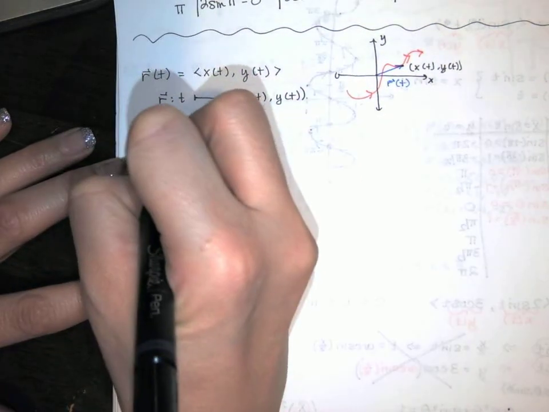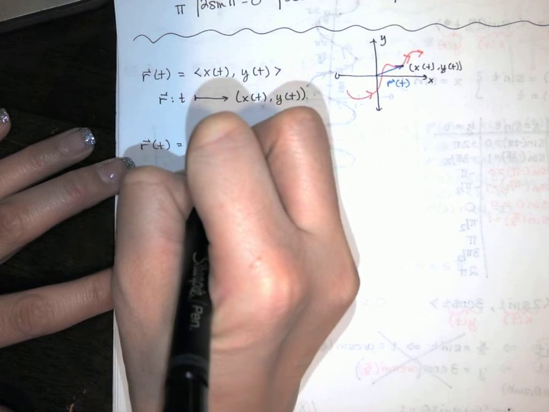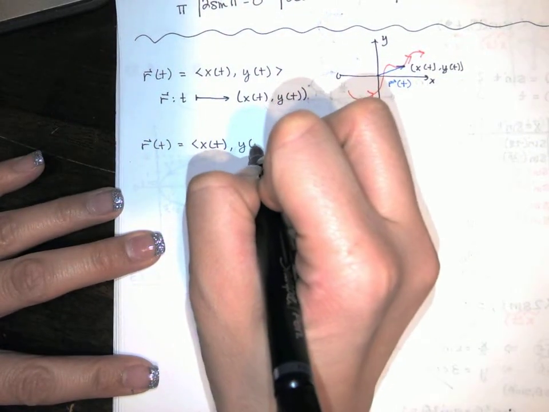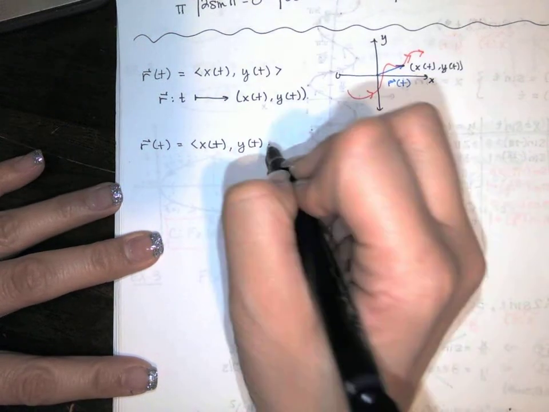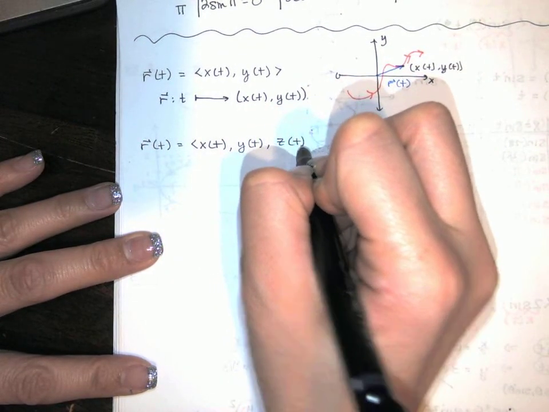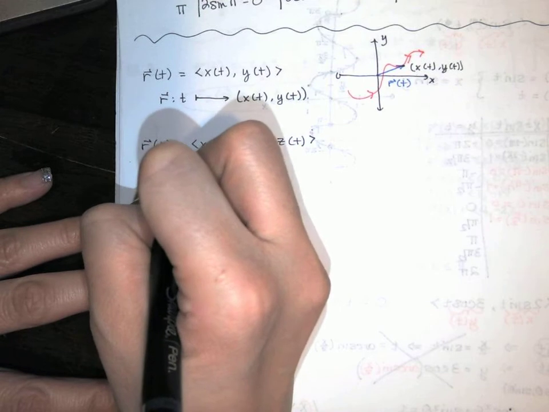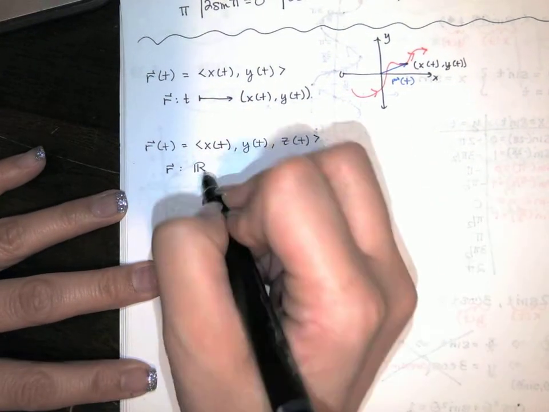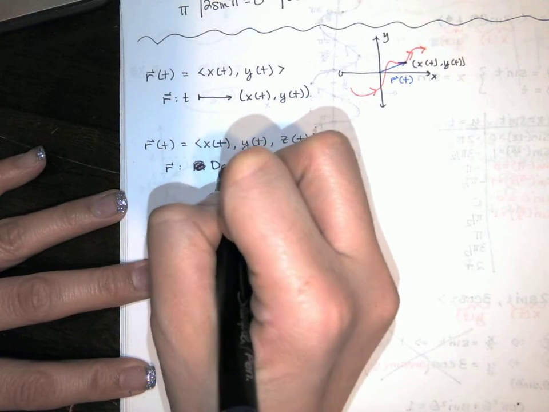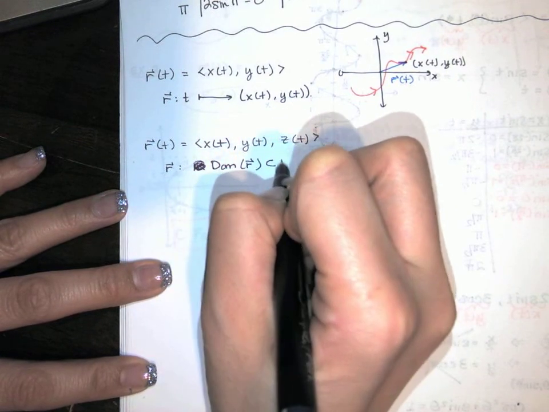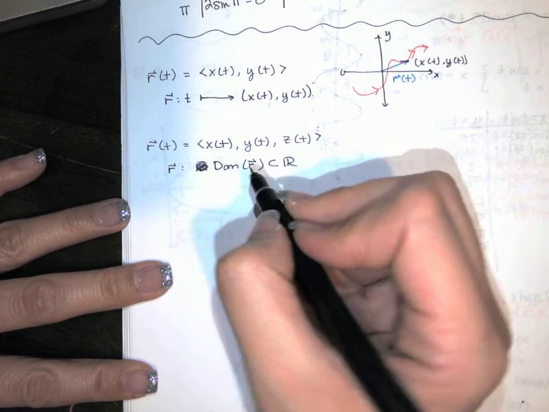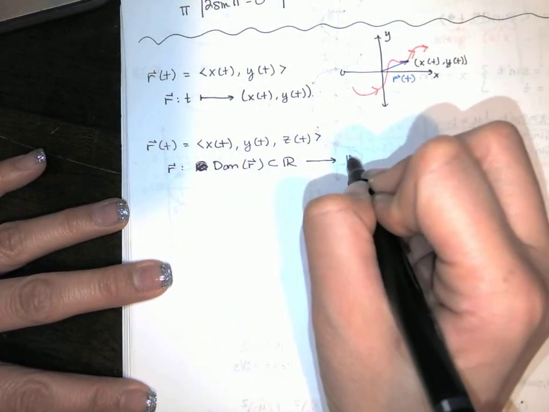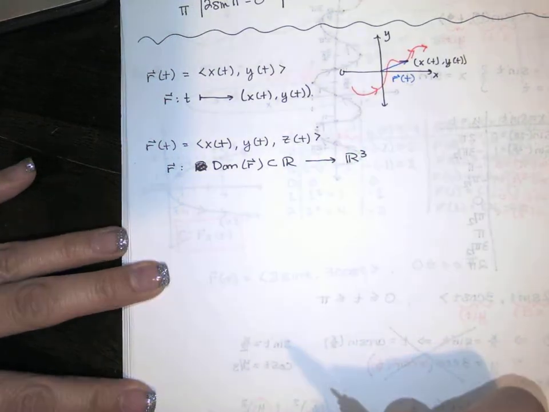This is the same thing, but just in 3D instead of 2D. R of t might be a vector-valued function that maps to a point x of t, y of t, and z of t. So we're taking some real number in the domain of r, which is a subset of the real numbers, and then we're going to map that to a point in three-dimensional space. So we're going from R into R3.